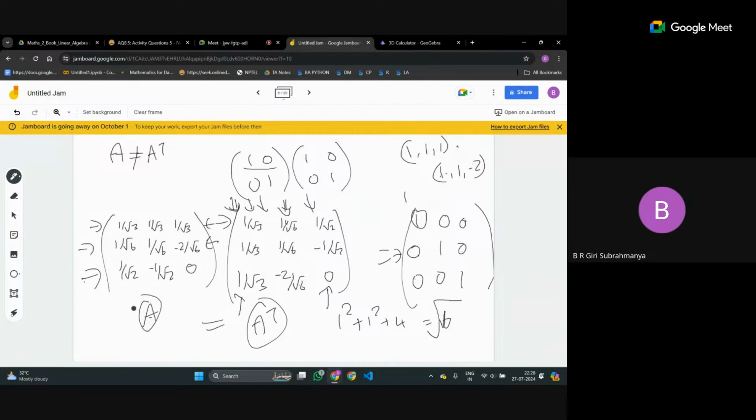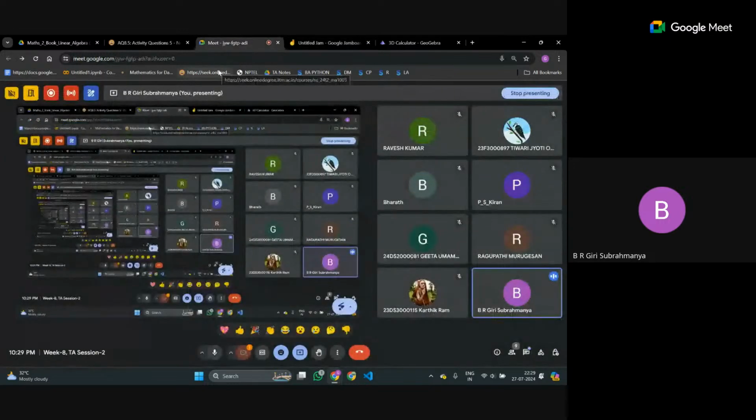So clear? And look at the transpose. Is the transpose the same? Here 1 by root 3 is there, and here 1 by root 2 is there. So the transpose will not be equal to itself. Okay. So hope I have given an example. Was this method of how I came up with the example fine for you?